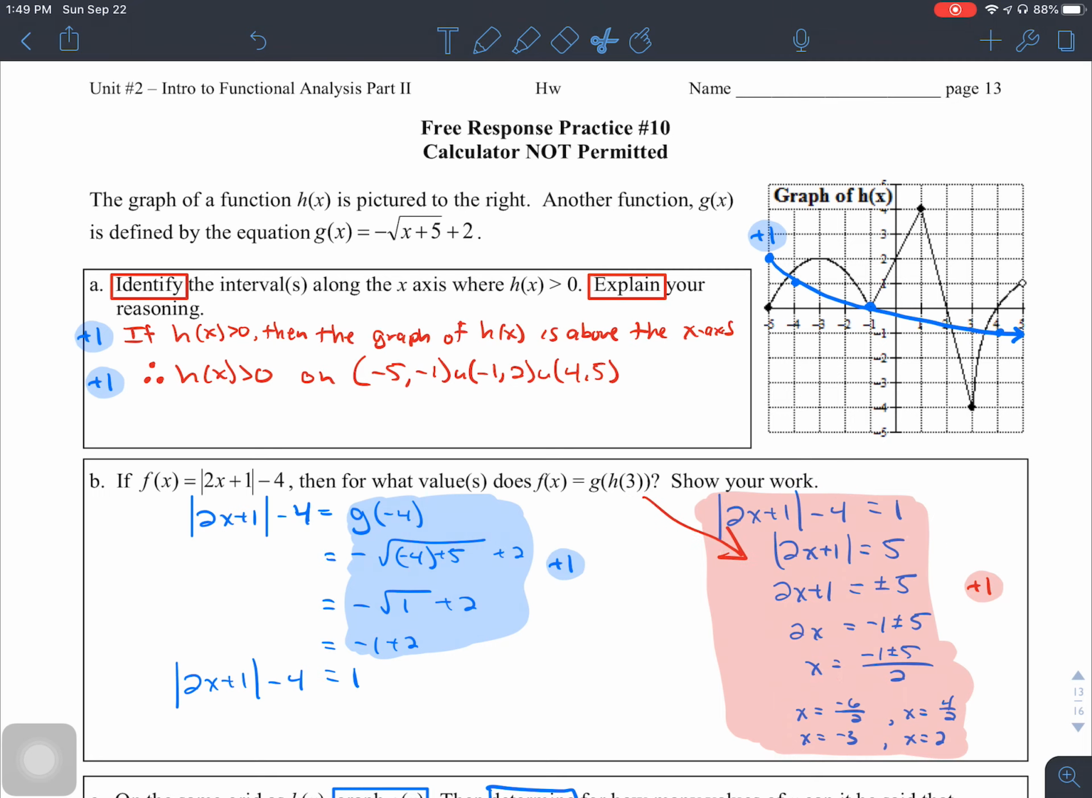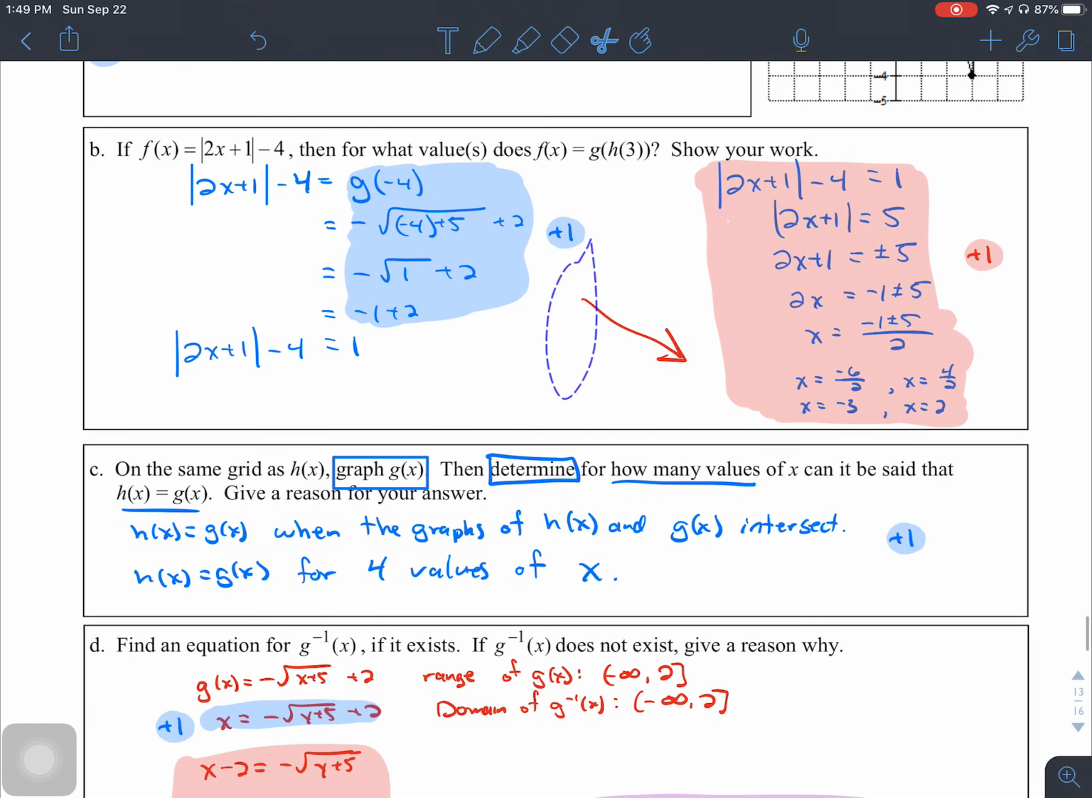The weirdest part, I guess, would be once you get the absolute value by itself, you take those bars off and say it's equal to plus or minus 5. Subtract 1 from both sides, divide by 2. -1 minus 5, that's -6 over 2. -1 plus 5, that's +4 divided by 2. We get those two answers. 1 point for figuring out what g of h of 3 is, and then 1 point for setting that equal to f of x, and then solving for x.